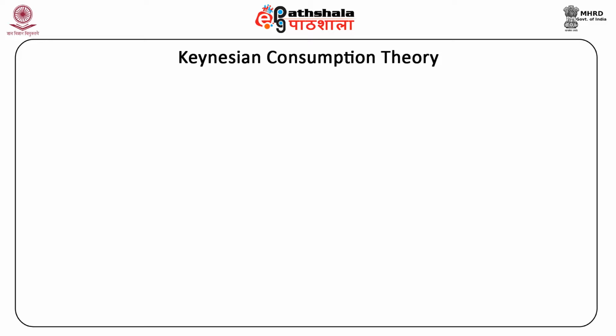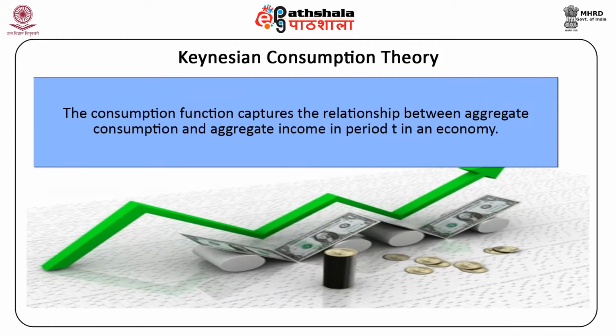John Maynard Keynes, in his General Theory of Employment, Interest and Money, published in 1936, introduced the concept of consumption function that remains relevant today. The consumption function captures the relationship between aggregate consumption and aggregate income in any period t in an economy.